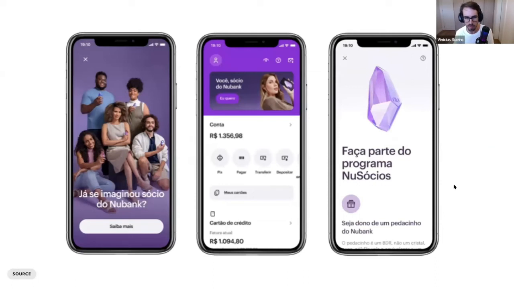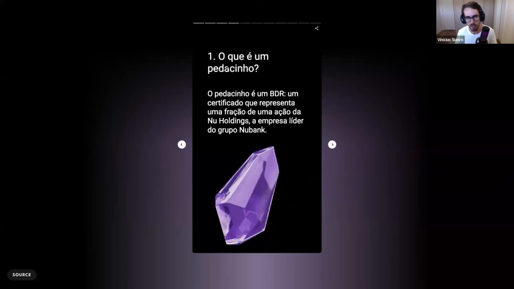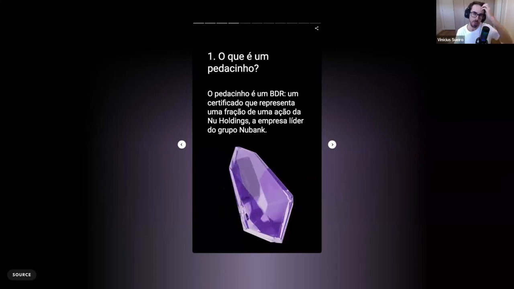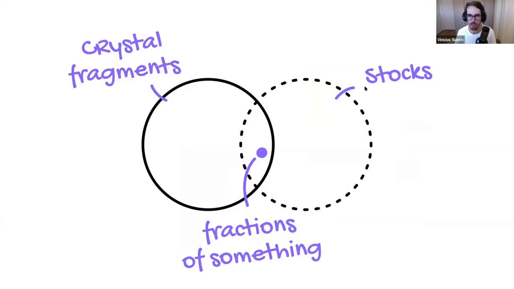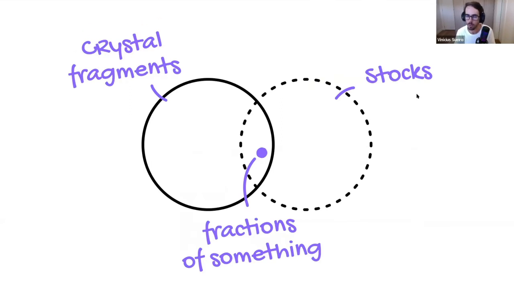And we see metaphors a lot in advertising, for example. This is a digital Brazilian bank, and recently they went public in the sense that they had an IPO, which means that they began selling stocks. So they try to both advertise that and explain what stocks are using this crystal fragment metaphor. And here you can see that the text says a pedacinho, which means a little piece. So the metaphor here is that we want people to understand stocks and relate to stocks. So we're using crystal fragments in order to explain that they're both fractions of something. Stocks are fractions of our company, and you can own one of them.